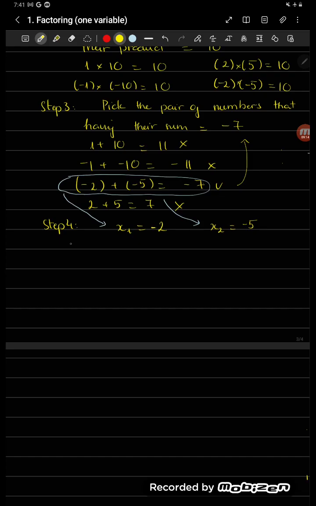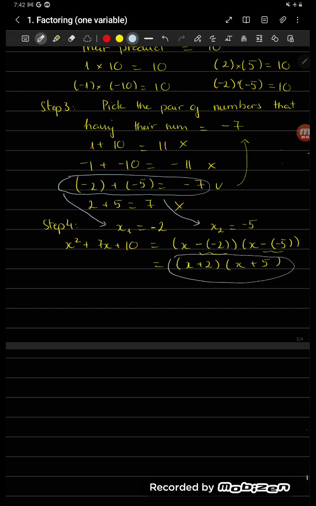Then we write the equation as a factored form. So we have x subtract negative 2 times x subtract negative 5, because the minus here becomes plus, so it's plus 2, and similarly plus 5, right? Because the negative becomes positive. So that's the final answer.